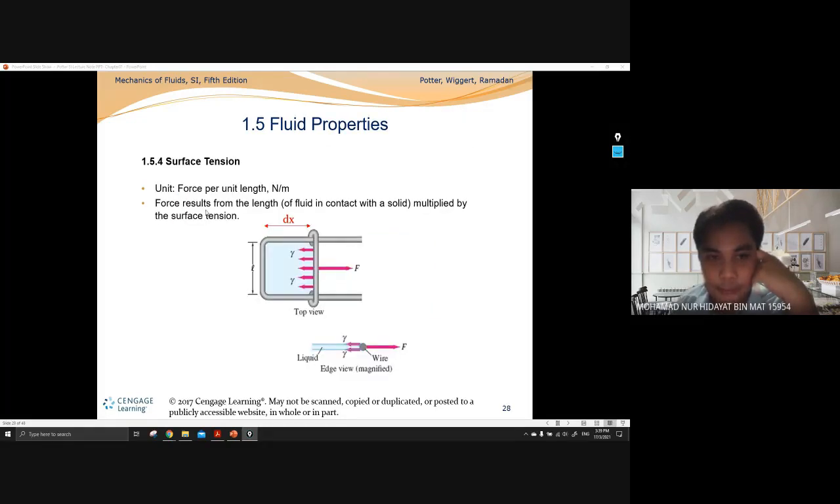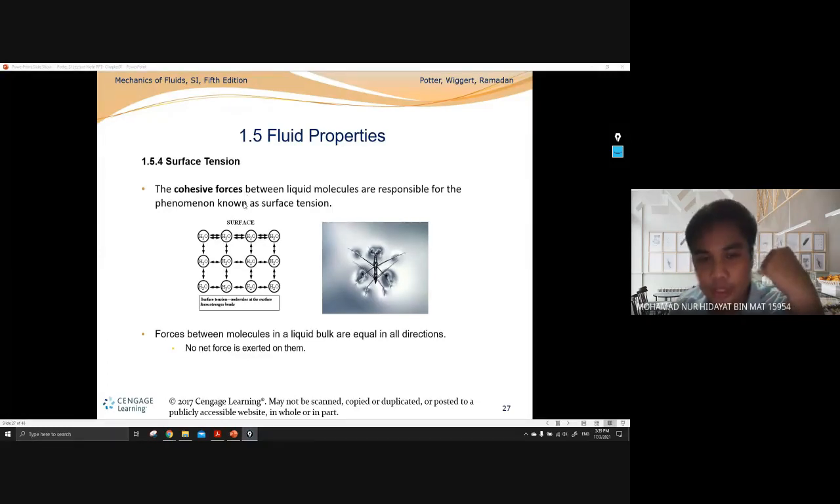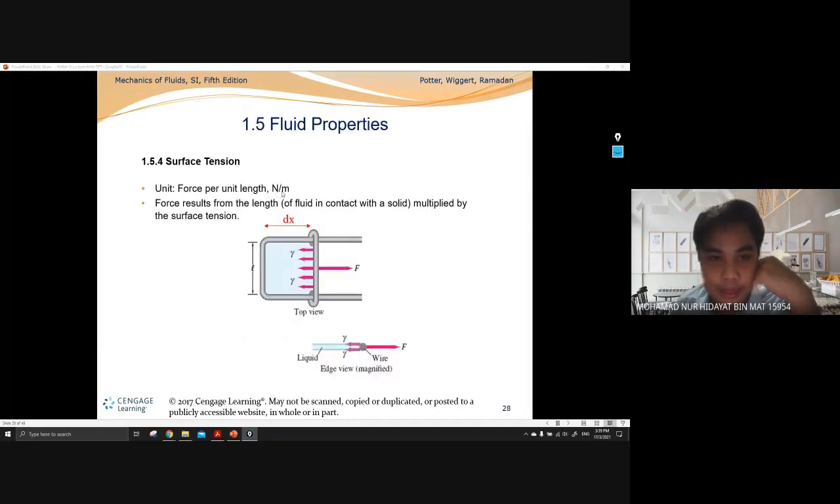Normally the surface tension can be measured by the unit of force per unit length. So when the question asks, calculate the surface tension, once you get the value, you need to give the unit in terms of Newton per meter. What is the Newton per meter? Let me explain. Basically, Newton is the force.